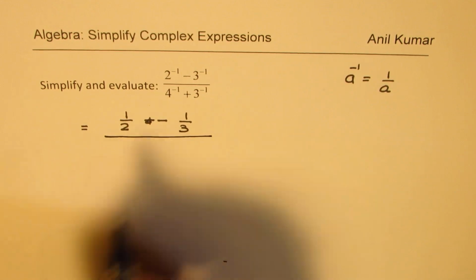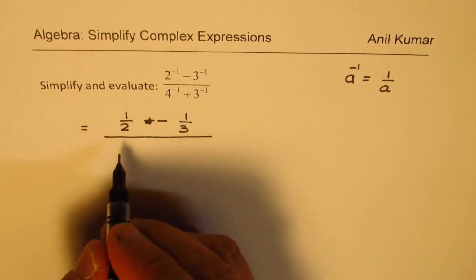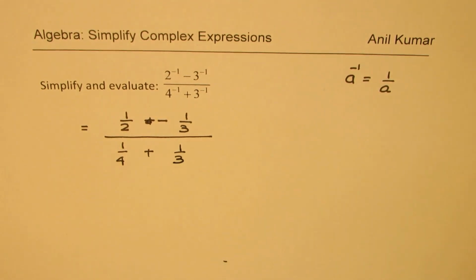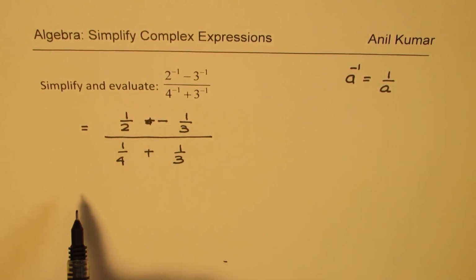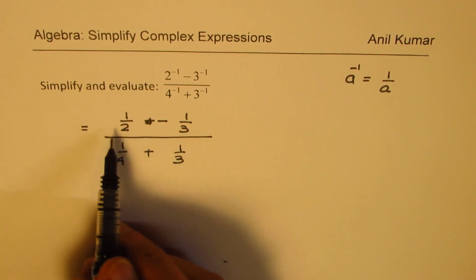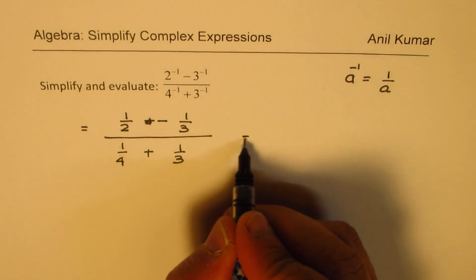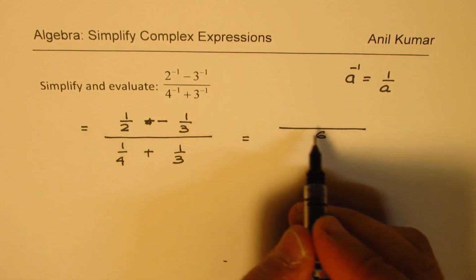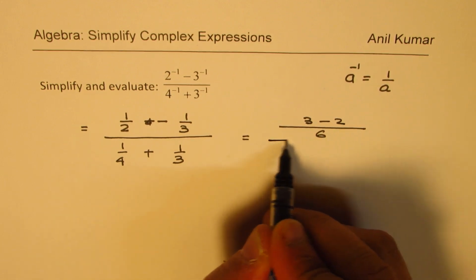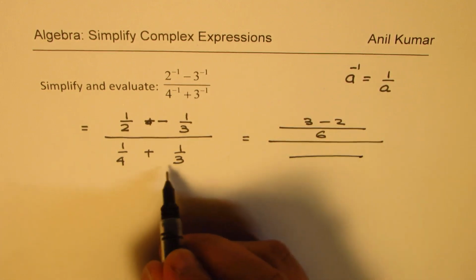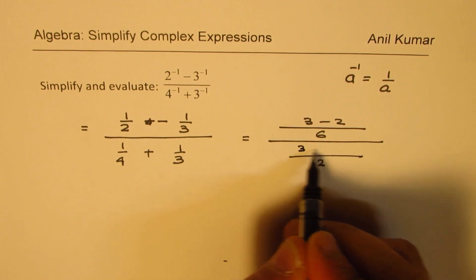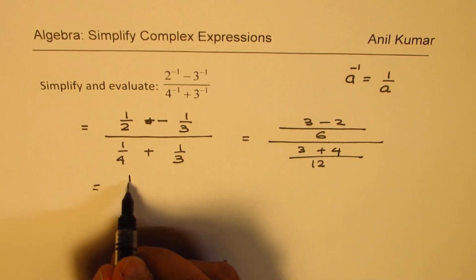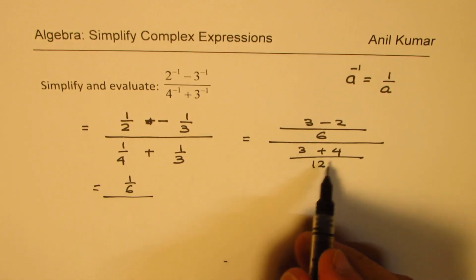Now everything in the denominator, we have 4 to the power of minus 1, which is 1 over 4 plus 1 over 3. Now we can take common denominators, right? So in the numerator, 6 is a common denominator. So we can write this with denominator 6, and then cross multiply, giving us 3 minus 2, everything over, in this case, denominator 12, and we get 3 plus 4. Now 3 minus 2 is 1, so we get 1 over 6 over 7 over 12.